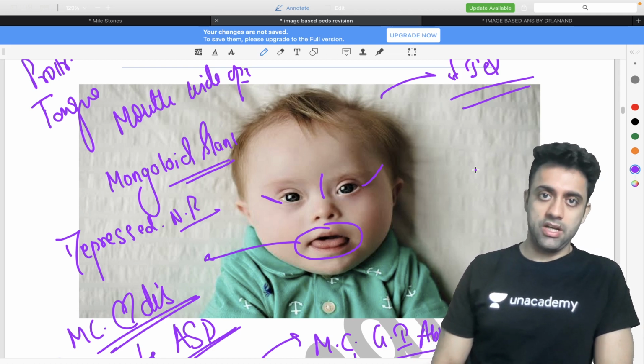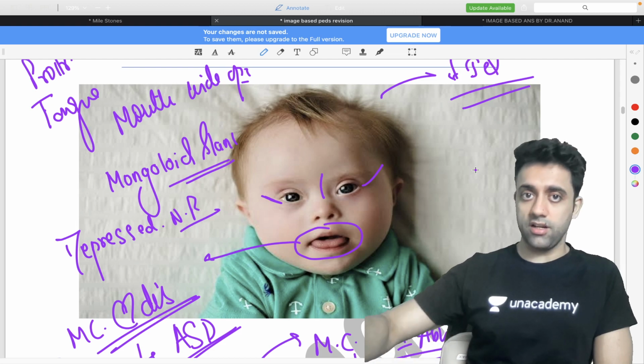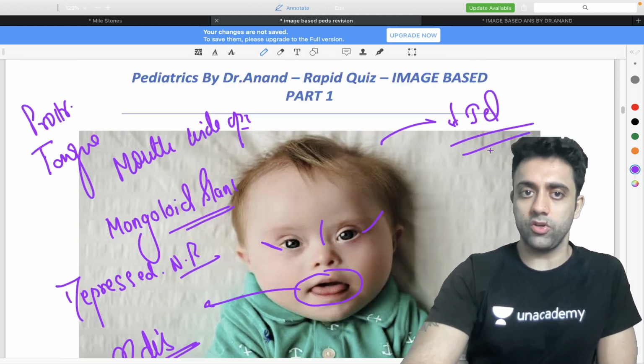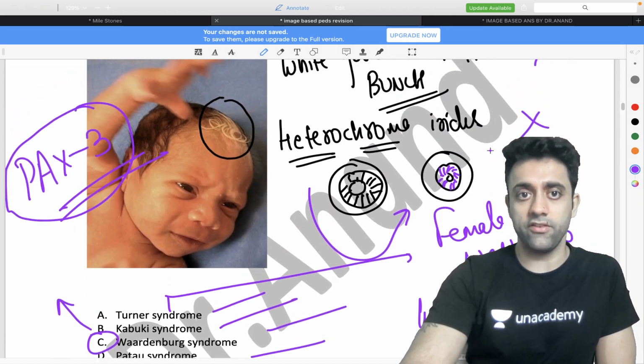IQ is normal. And the most common congenital heart defect in Turner syndrome is bicuspid aortic valve, and the most common cause of death in Turner syndrome is coarctation of aorta. That also we have covered multiple times.